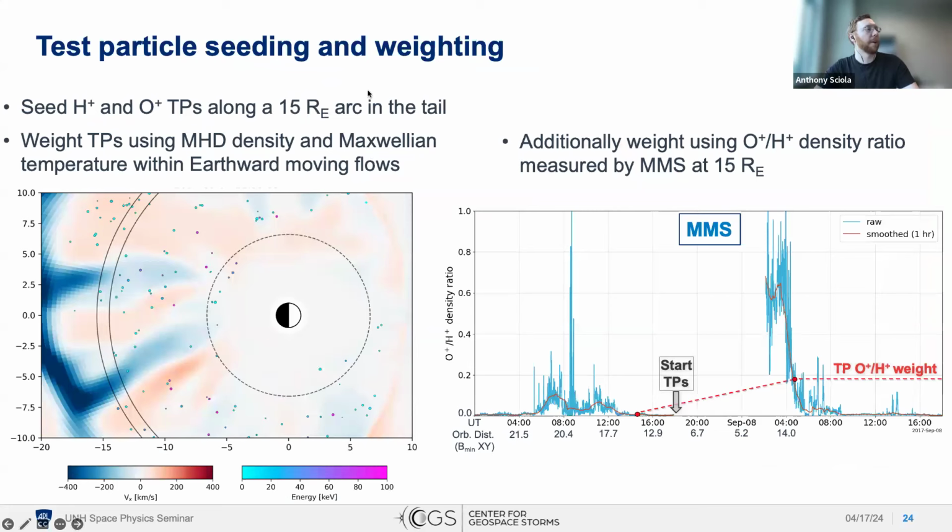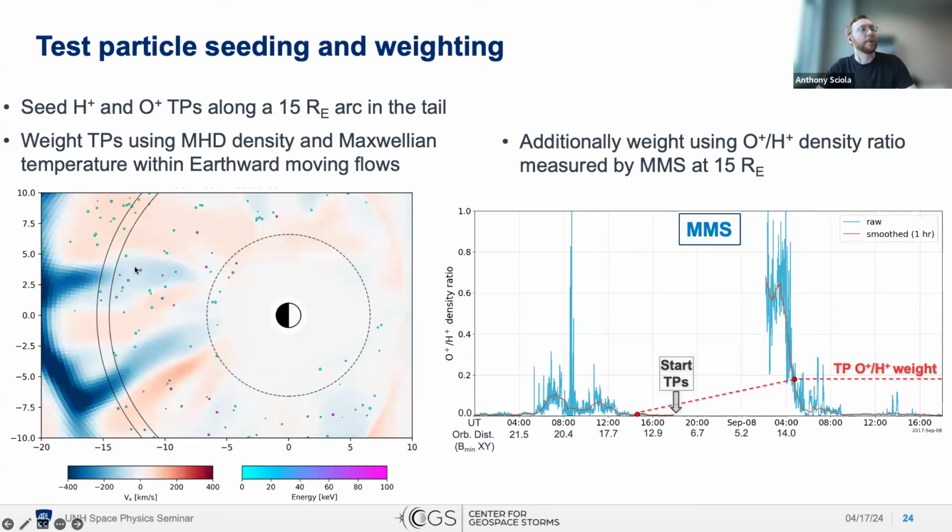And just a quick comment on how we're doing our test particle seeding and weighting. We seed all of them at 15 RE in the tail, and then let them be brought inward by these inward flows. And because we are not doing guiding center but full orbits, they can be non-adiabatically energized and scattered as well, which is quite important for the O+ population.